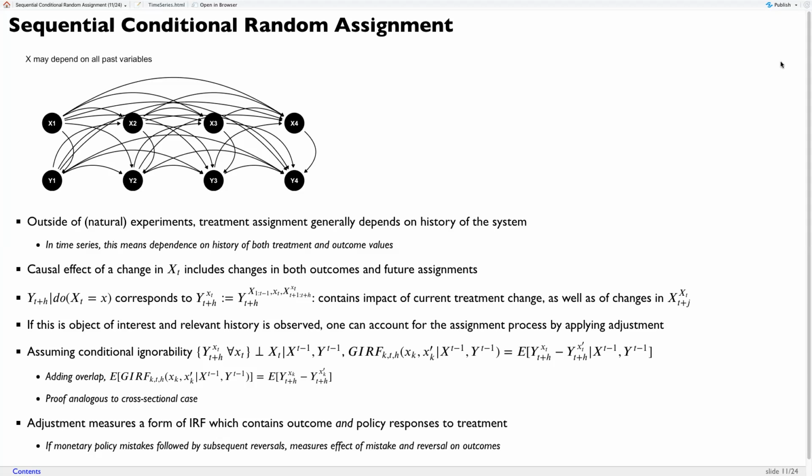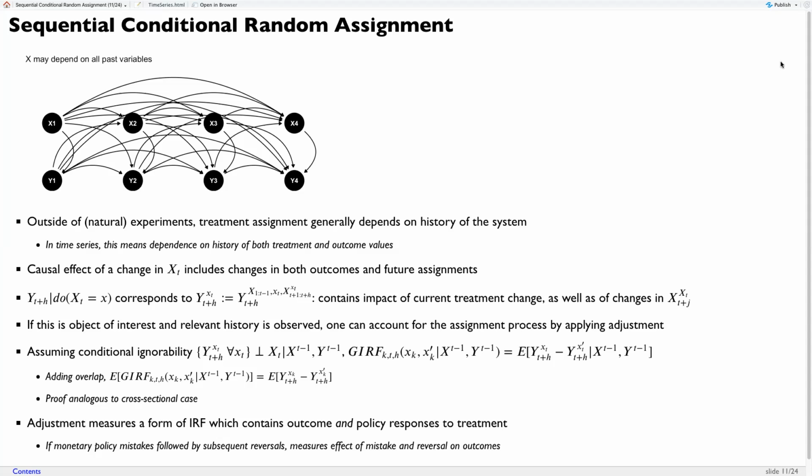So look at this horrible tangle of a DAG. This is just sort of a subsequence of the DAG if we want to think about this extending even further. So what we're going to allow is that x and y depend on all past variables, not just the past treatment, the past outcome, but all past treatments, all past outcomes.